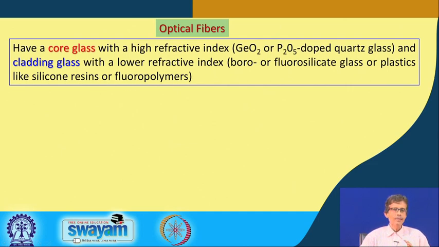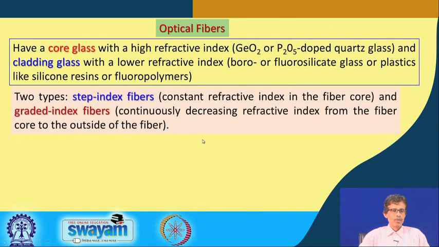So, the cladding glass will have a lower refractive index. Any other type of normally used glass, what we use in the laboratory, also can be used, such as borosilicate glass or fluorosilicate glass. Sometimes we can use plastic material also, like silicone resins, and different types of fluoropolymers also. It is not that you cannot use other glass, but your core is of different types. So, core glass is the important factor for making this particular type of optical fiber.